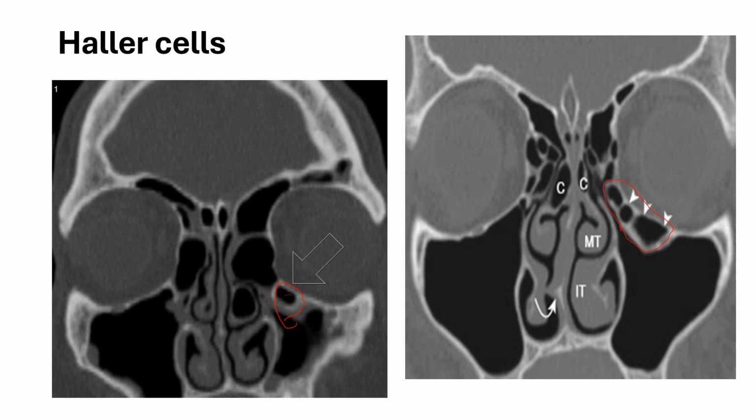So if they get infected, they can transmit infection into the orbit and they may narrow the osteomeatal complex, the drainage pathway of the maxillary sinus, as we can see here, and lead to the maxillary sinusitis due to the retention of secretion, and they may lead to the inadvertent entry into the orbit if unrecognized at endoscopic surgery. So they have importance in the orbital surgery or endoscopic surgery also.